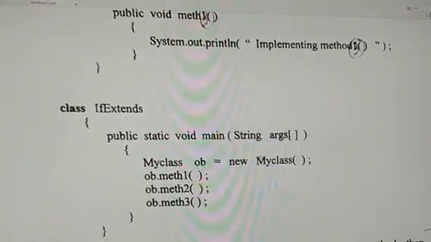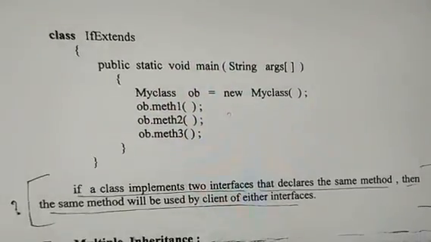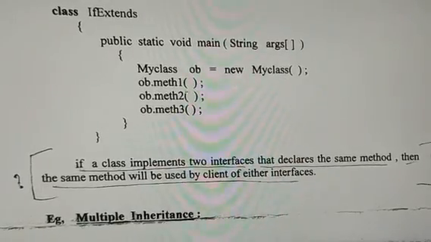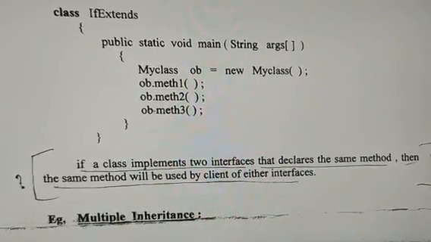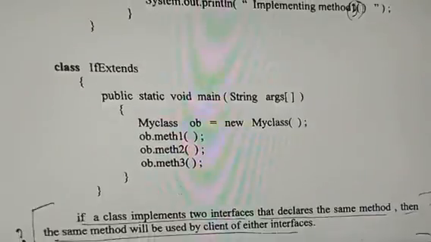Now in another class we have to create the object. We create an object of MyClass, new MyClass, and then ob.method1, ob.method2 and ob.method3 are called respectively. So all these things have been called.